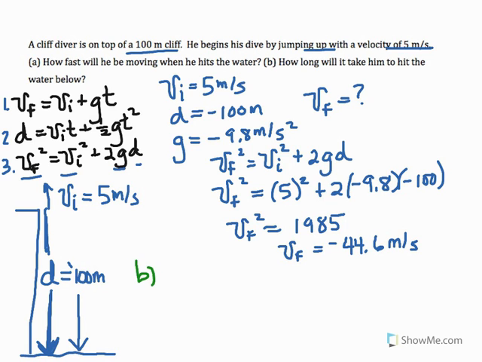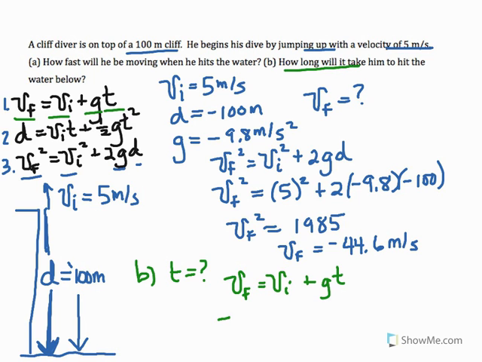And in part B, it says, how long will it take him? So now I'm looking for time. I want to know the time. And so let's take a look at this. I've got the final velocity. We just calculated that. I've got the initial velocity. I've got gravity. I'm looking for time. Let's just go ahead and use that top equation. So I've got the final velocity equals the initial velocity plus g times time.